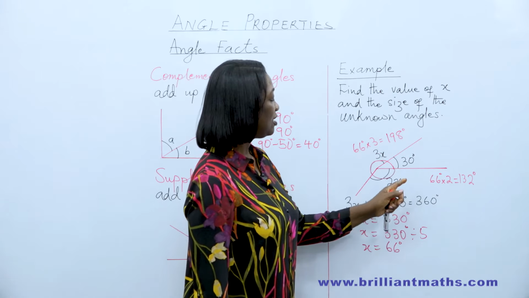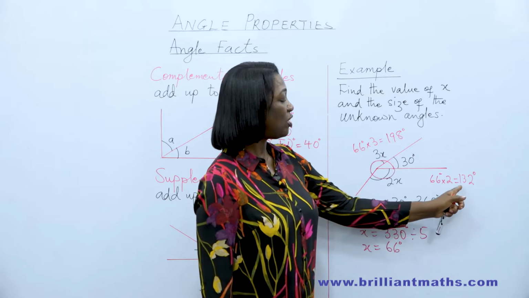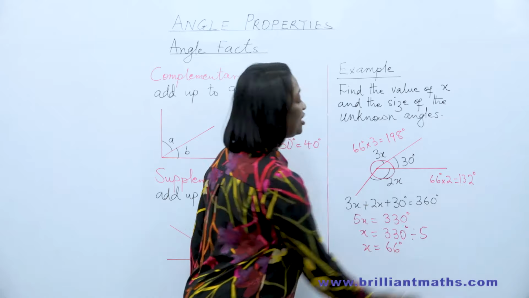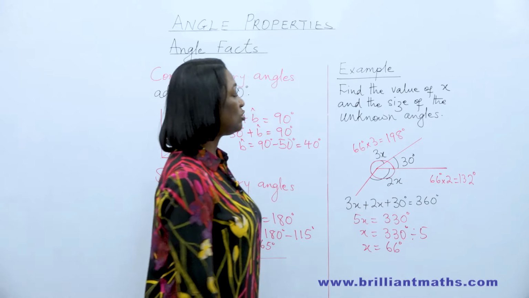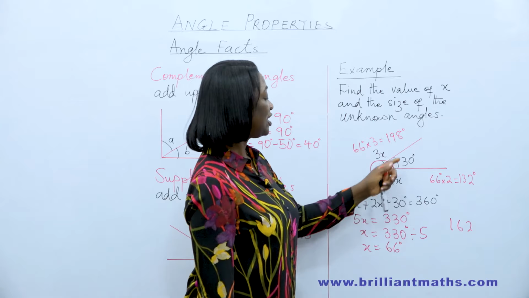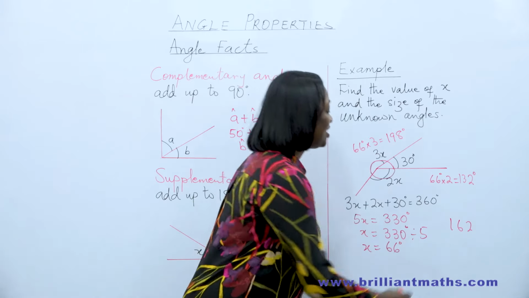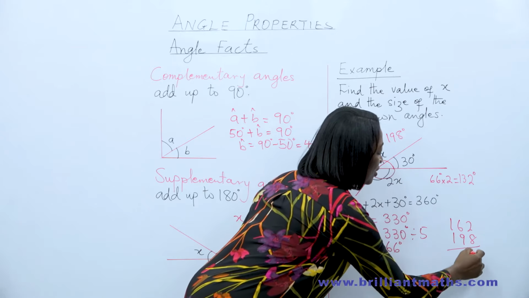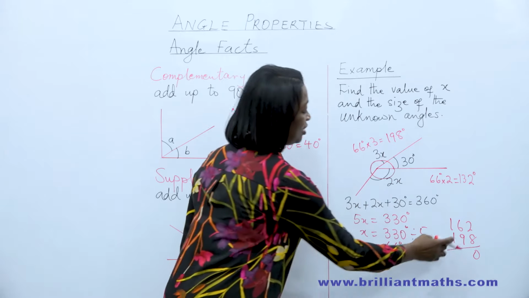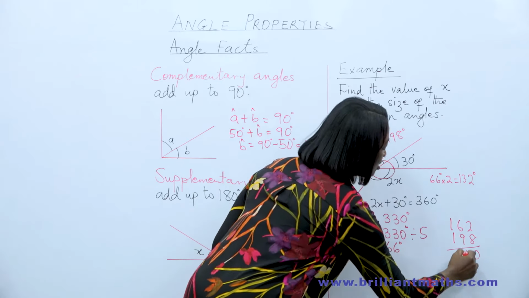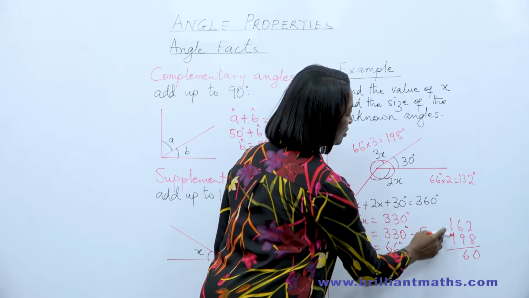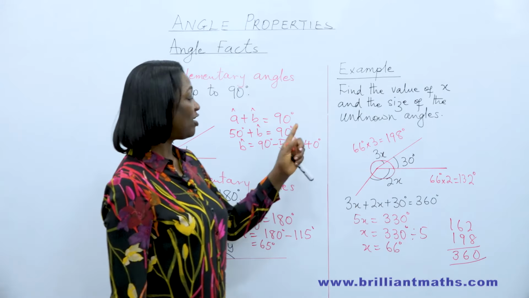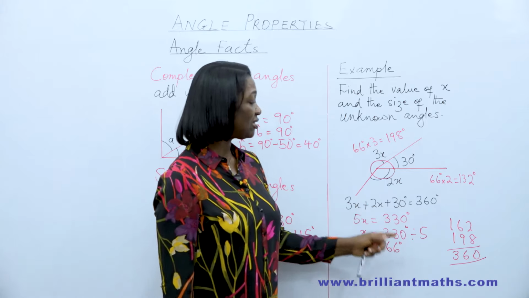198 plus 30 degrees plus 132 degrees. Let's see what we will get. 30 plus 132 is 162. And if you add 162 degrees to 198 degrees, what do we get? 10, carry 1, plus 9, 10, plus 6, 16, carry 1. We get 360 degrees. So the value of x is 66 degrees.